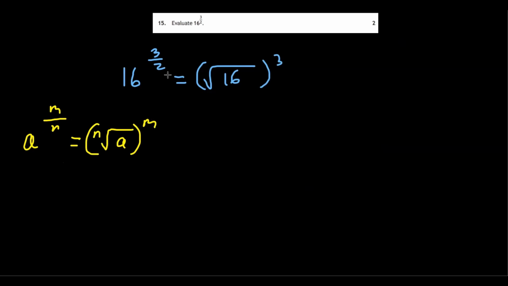And then when you've got a square root, so when 2 is the root that you're taking, it would just be a square root. You wouldn't write 2 over there. It's like when you write x instead of 1x. It's just a convention for square roots. And then the square root of 16 is just 4, so we get 4 to the power of 3, and that would be 64.